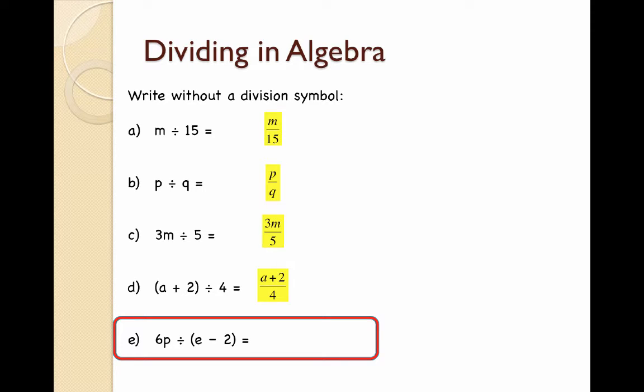And 6p divided by e minus 2, the 6p goes on top and the e minus 2 goes on the bottom. You might notice that I don't have brackets in anymore for d and e. That's because they are implied when they're inside a fraction, which means that we don't need to write them.